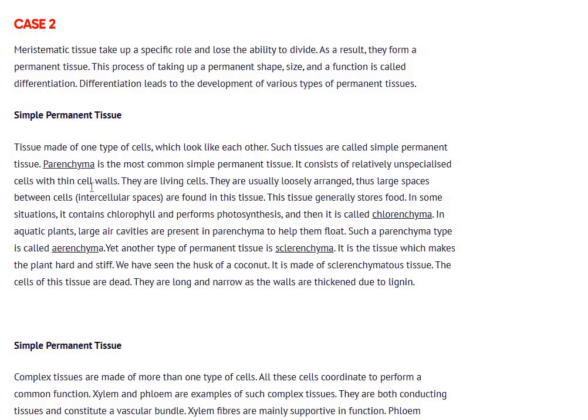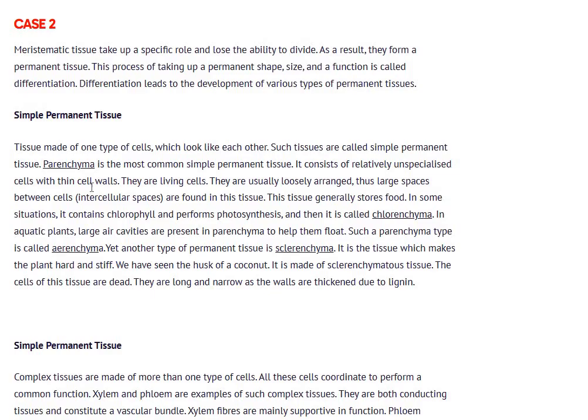Parenchyma is the most common simple permanent tissue. It consists of relatively unspecialized cells with thin cell walls. They are living cells, usually loosely arranged, so large spaces between cells are found in these tissues. The tissue generally stores food. In some situations, it contains chlorophyll and performs photosynthesis, and then it is called chlorenchyma. In aquatic plants, large air cavities are present in parenchyma to help them float. Such parenchyma is known as aerenchyma.